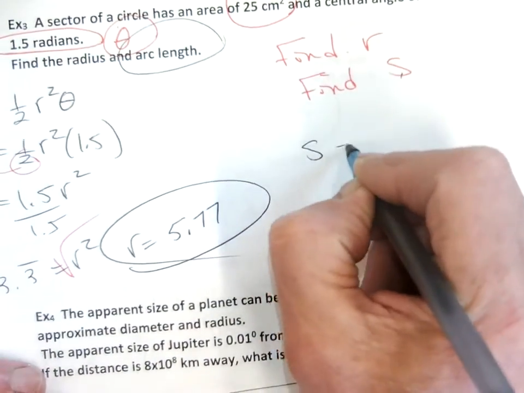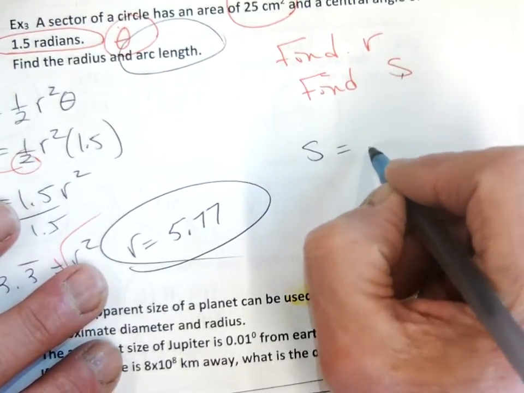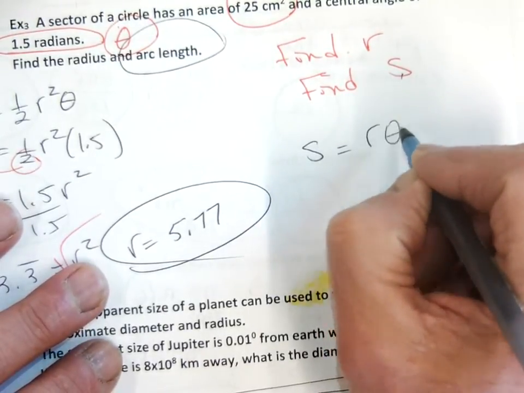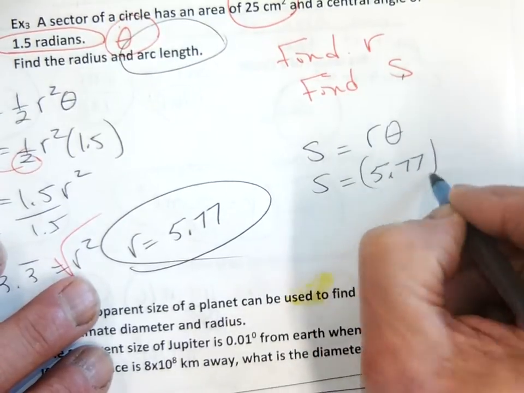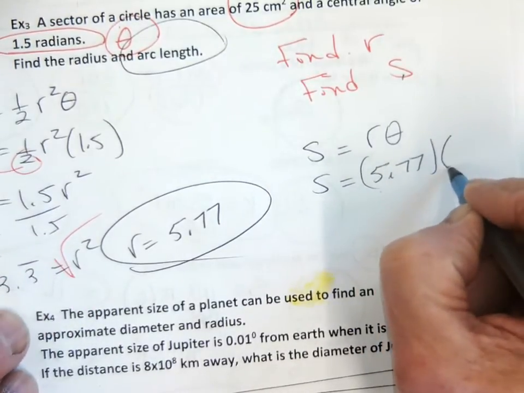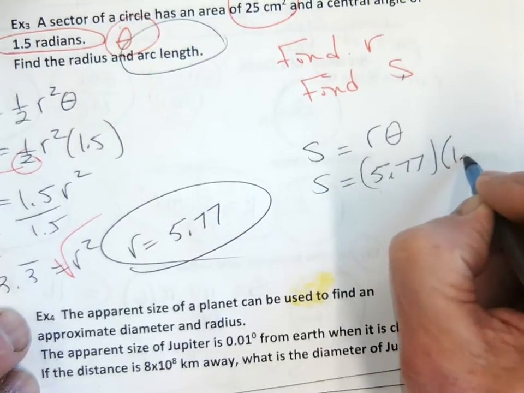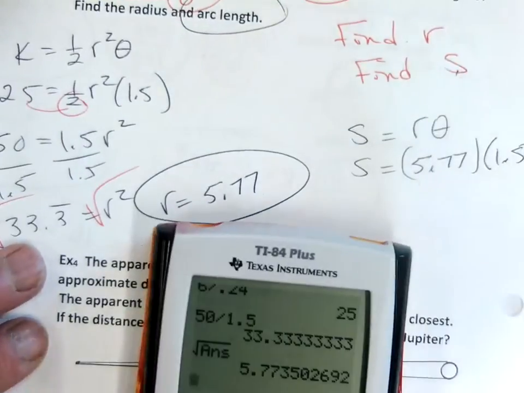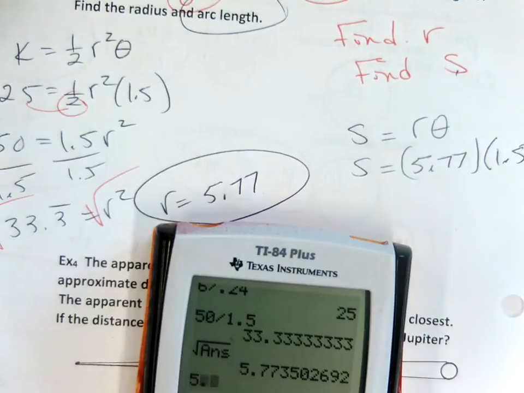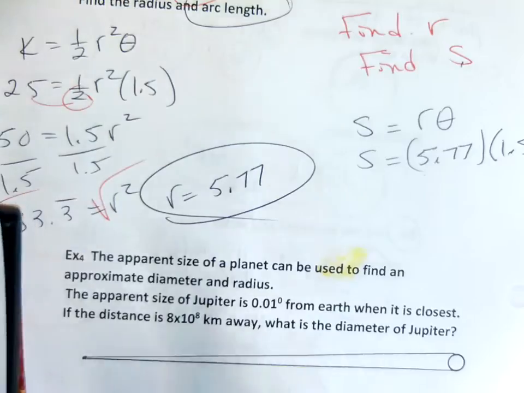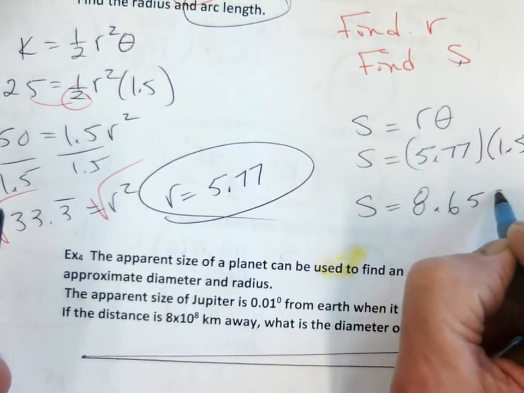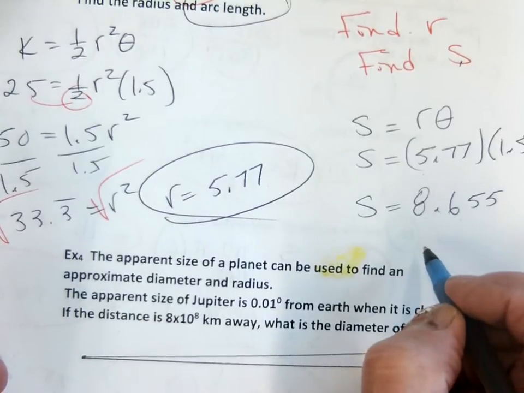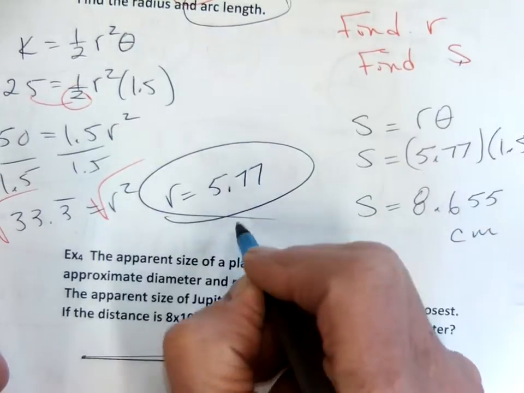So my S, my arc length, is just going to be my R times theta. S is equal to my radius, which is 5.77, times my theta, which was 1.5. I'm just going to go 5.77 times 1.5. My arc length then is about 8.655 centimeters. So in centimeters, okay.